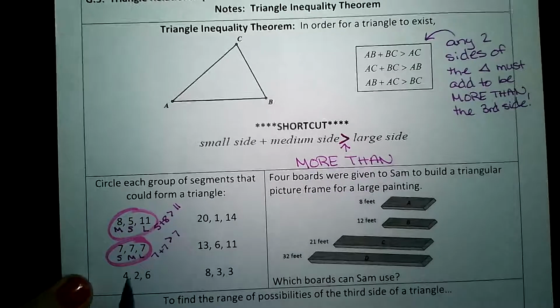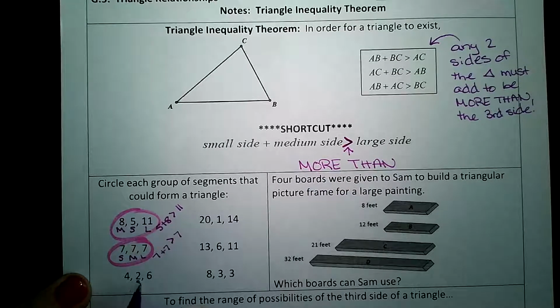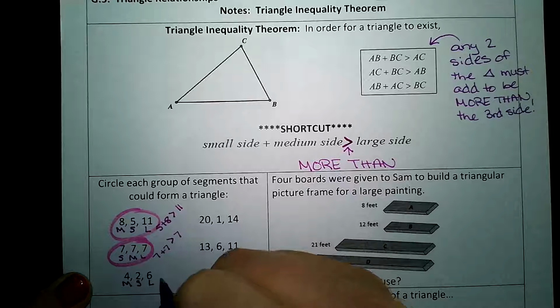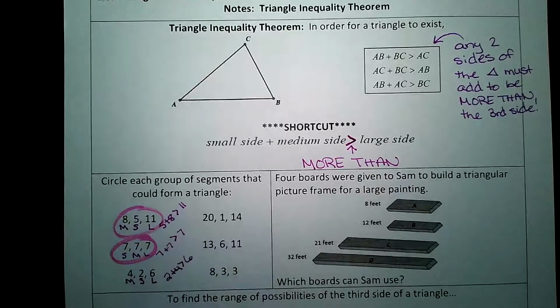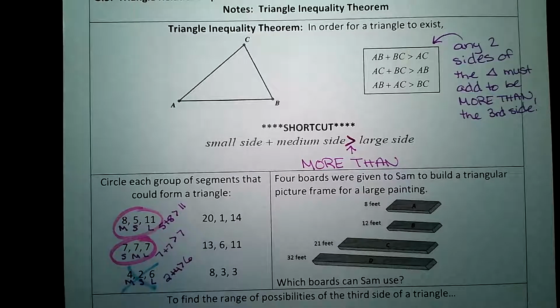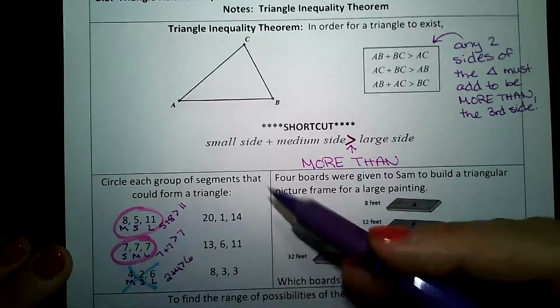All right. Number 3, 2 would be my small side, 4 would be my medium side, 6 would be the long side. So is 2 plus 4 greater than 6? That's the question. And the answer is a big no. It's not greater than 6. 2 plus 4 is 6. So that one's out.